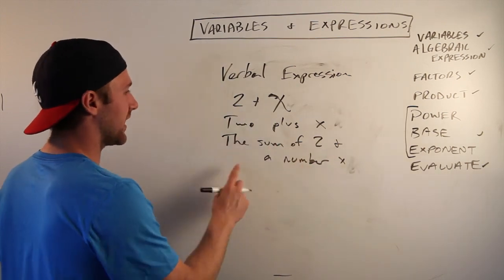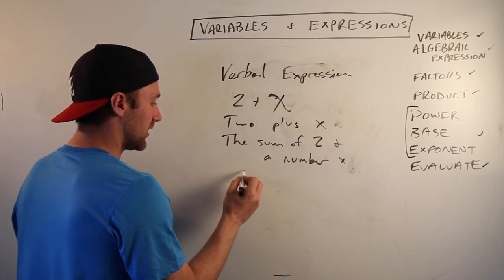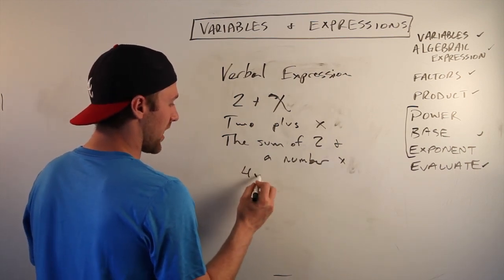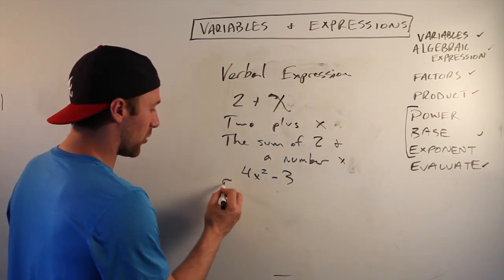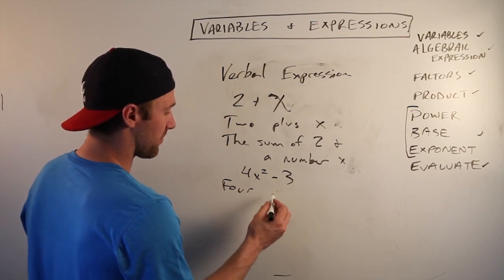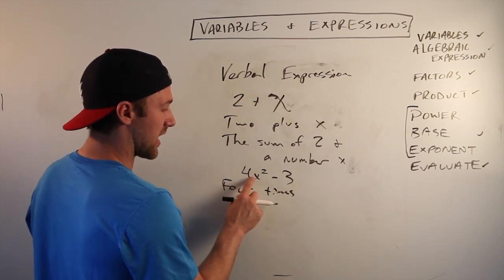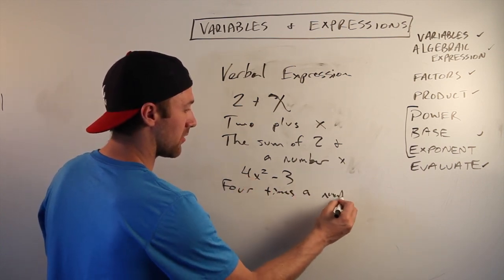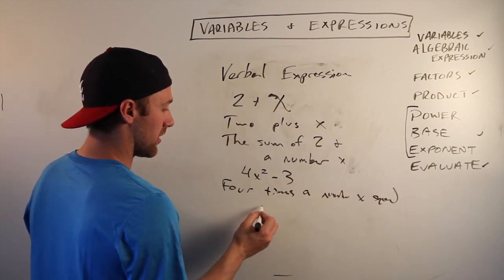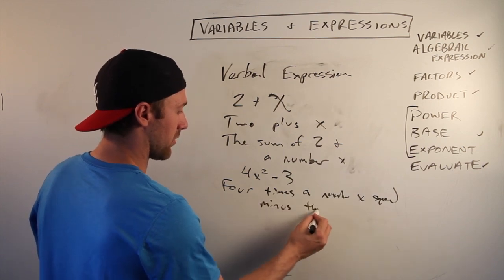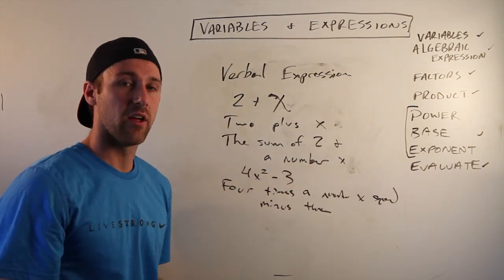Okay. So 2 plus x and then the sum of 2 and a number x, okay? Let's do one that's a little more complicated. Let's say we've got 4x squared minus 3, okay? We could write it out: 4 times, because I'm just taking it one thing at a time, 4 times a number x squared minus 3. Okay? That's a verbal expression of that. It's a very ugly one because really all I did was list everything out. Let's make this look good.